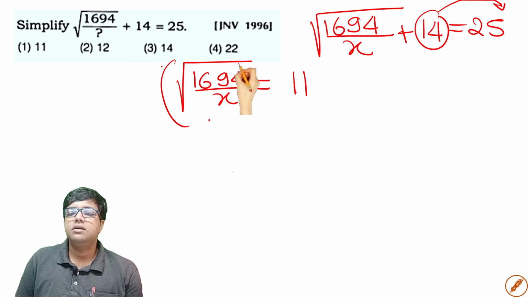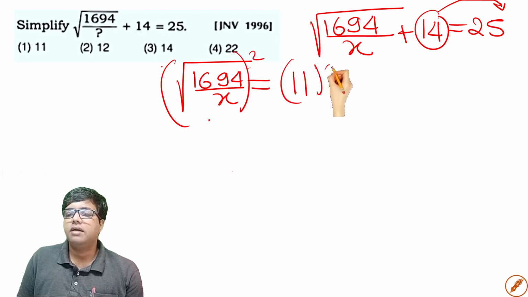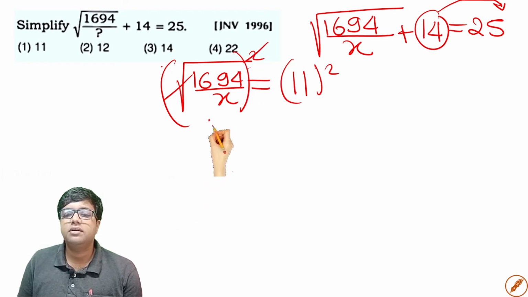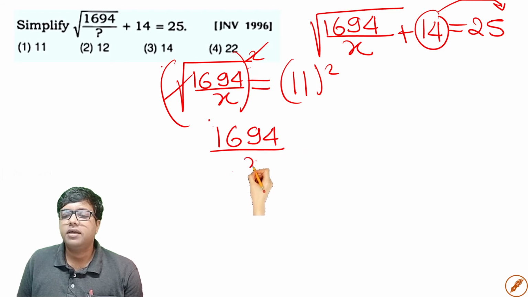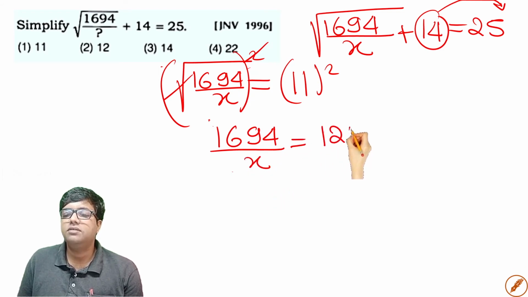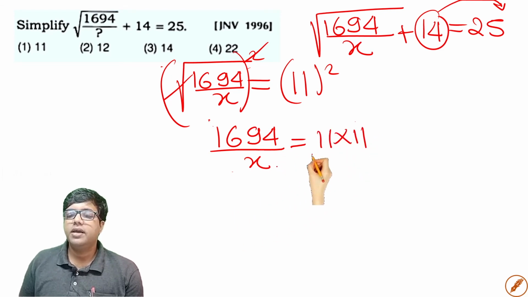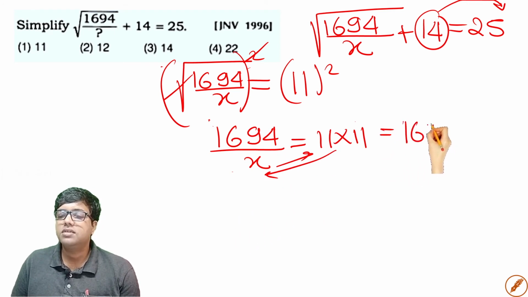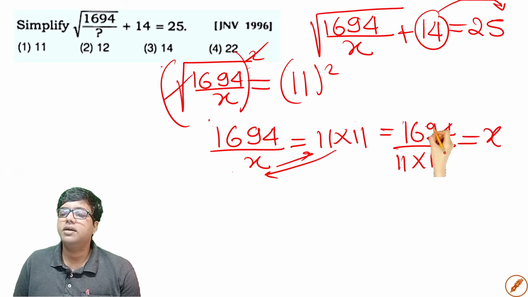So now I will square on both the sides. Now the root and square will get cancelled out here. So you're left with 1694 by x is equal to 121, or 11 square, which means 11 into 11, right? So x will go there, this will come here, which will give you 1694 by 11 into 11 is equal to x, right?